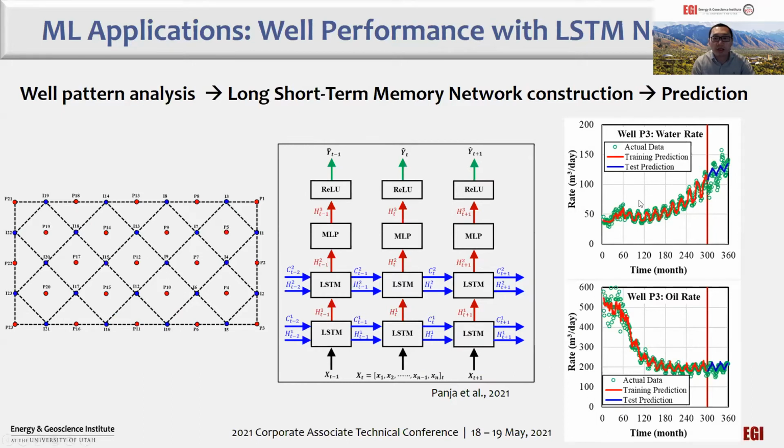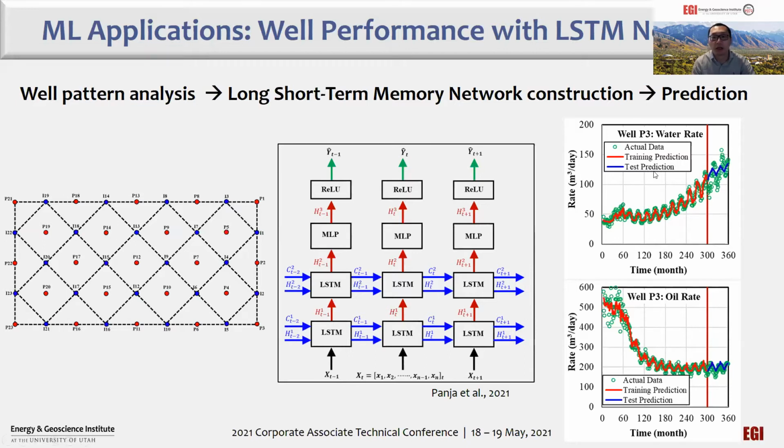After we had confirmed the dataset, we performed the well pattern analysis. In particular, we separated the wells into 3 different categories: the ones in the corners that have 2 neighboring wells, the ones on the sides that have 3 neighboring wells, and the rest of the wells that have 4 neighboring wells. And then we built stacked long short-term memory networks for the wells with monthly data as an input. Using this LSTM network, we are able to predict the well rates for each well in those 3 categories with pretty good accuracy.